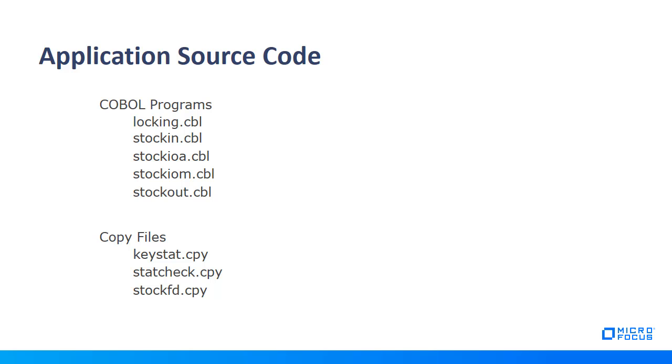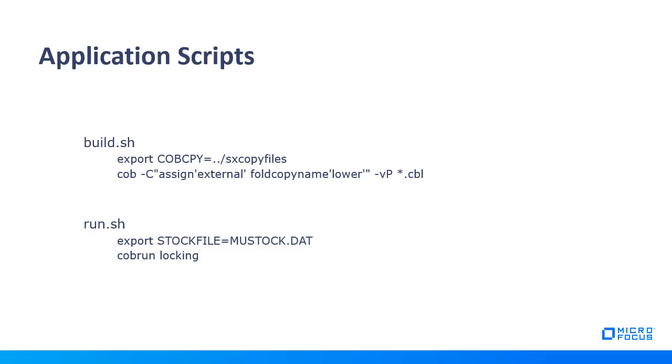I have a shell script, build.sh, that is used to compile the programs. In this case, all of the COBOL programs are compiled to int executables. Compile directives and other compile options are specified on the cob command. We'll review these in more detail later in this video.